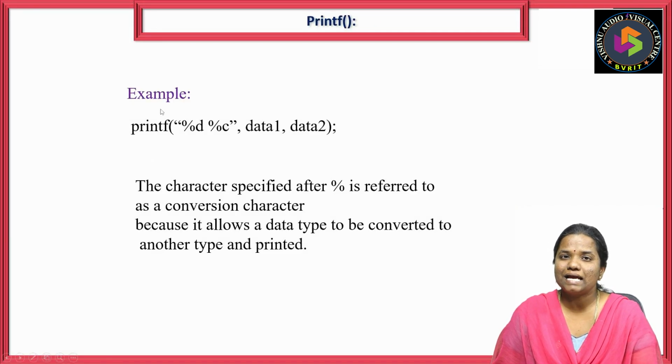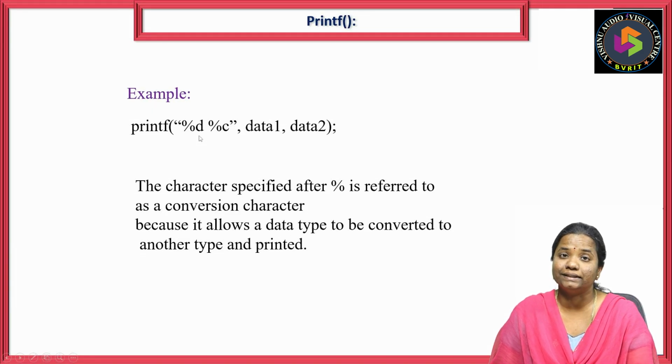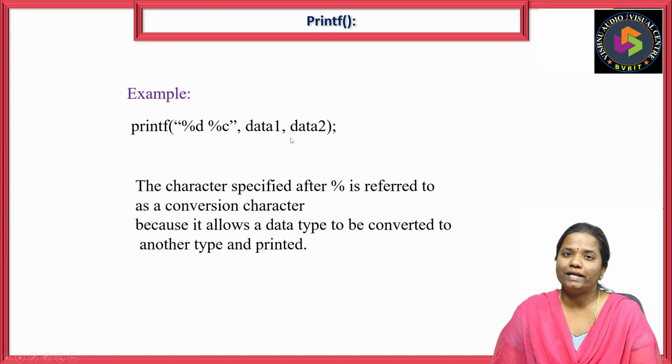Let me give the example for the printf statement. If you observe the syntax for the printf statement, we are mentioning format specifiers along with the variable name. In this printf statement, I am taking two different data types. One is integer data type and another one is character data type. For the integer data type, what is the format specifier I am using here? %d. %c for character data type. data1, data2 are variable names. The variable list is always separated by commas when we are using more than one variable in our program.